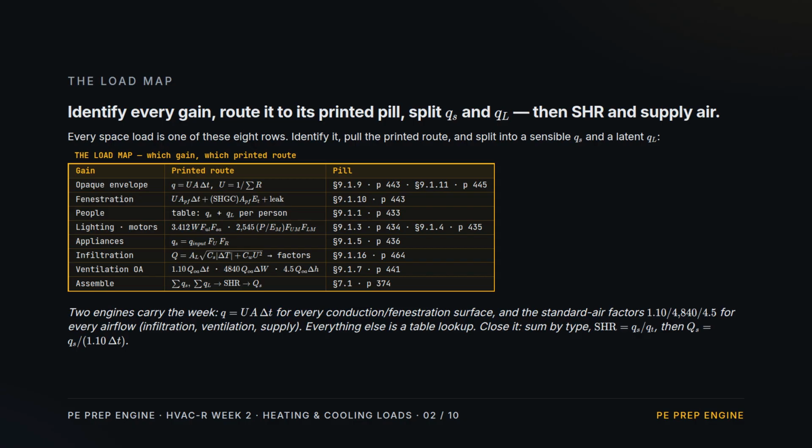First, identify every gain acting on the space: the envelope, the windows, people, lights, motors, appliances, the air that leaks in, and the air you bring in on purpose. Second, route each to its printed equation or table and split it into a sensible and a latent part. Third, sum by type. Take the sensible heat ratio and size the supply air from the sensible load. 2 engines do the heavy lifting: UA delta T for every surface and the standard air factors for every airflow.